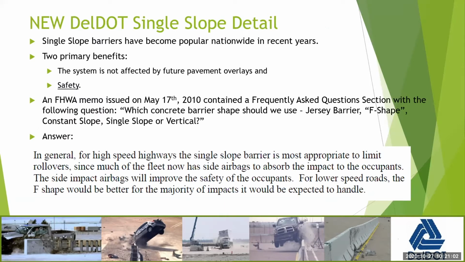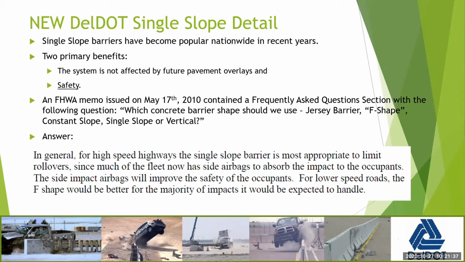So I alluded to this earlier. Hopefully you caught the differences, replacing the F-shapes with some of the single slopes in high-speed applications. So single slopes have become very popular in recent years. From the contracting community, which you don't have on this slide, the contractors really like them based on the simple geometry of the shape. And the DOTs really like the barriers for two primary reasons. One is the system is not affected by future pavement overlay. Anyone that's worked with the F shape or New Jersey shape, the safety shapes, knows you get that 3-inch toe down there to put an overlay down.